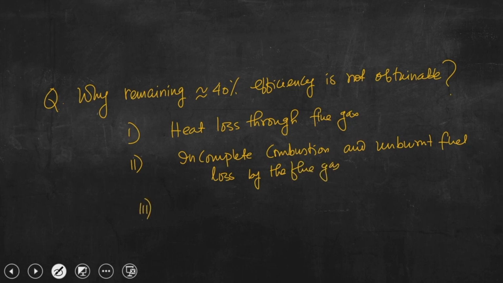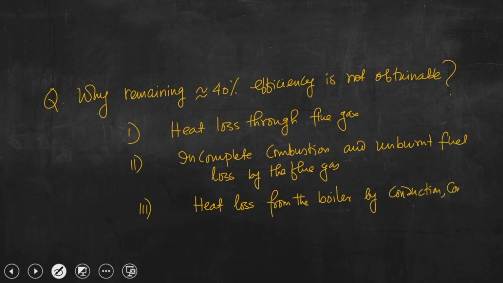And number 3 is heat loss from the boiler by conduction, convection, leakage and radiation. So, these issues are there.